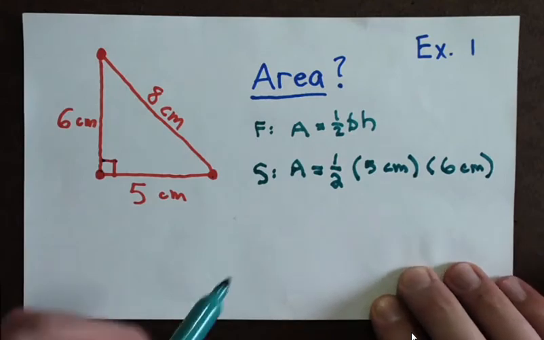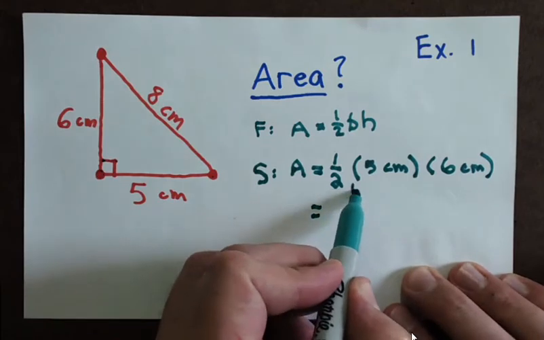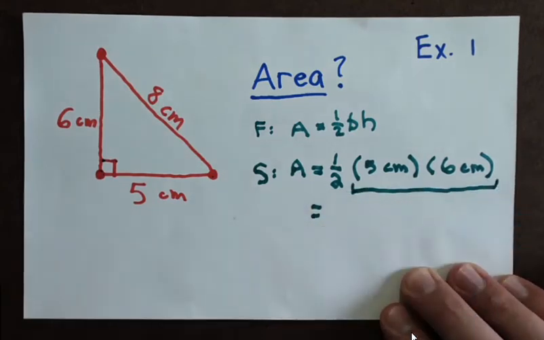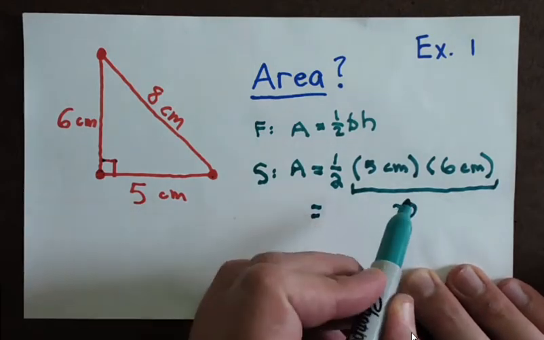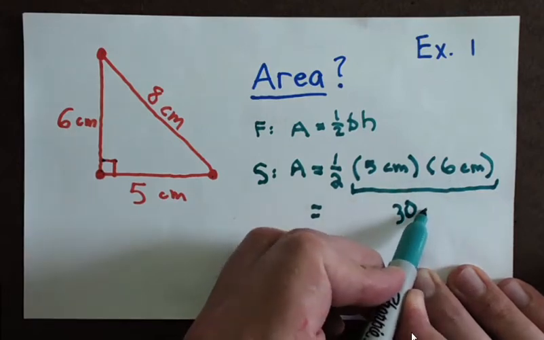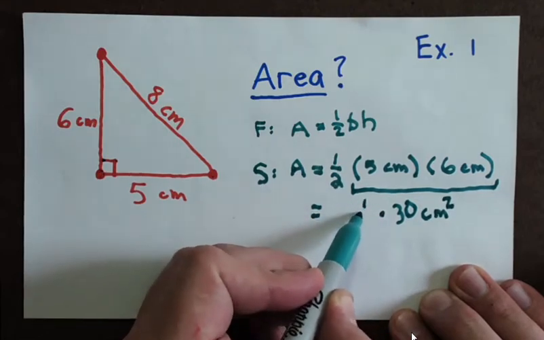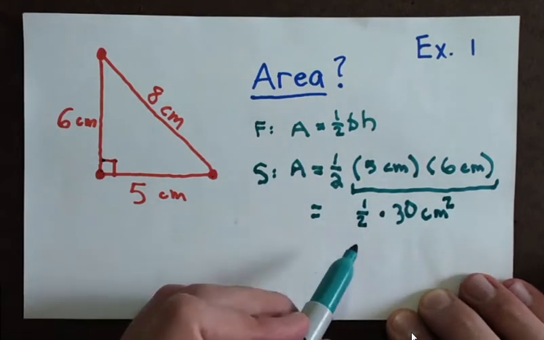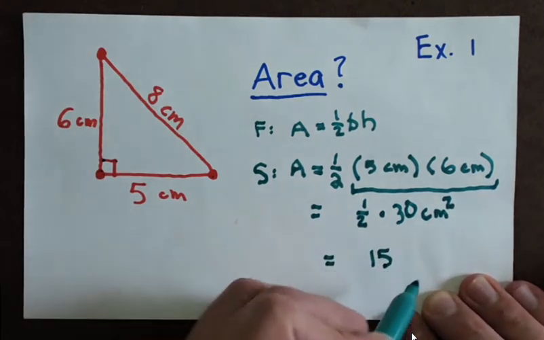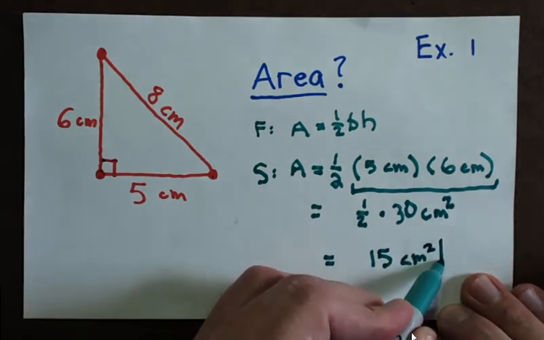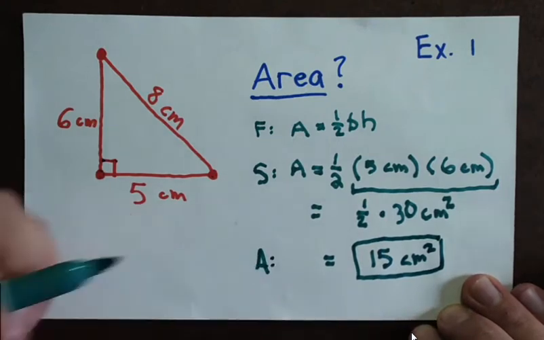Okay, now we're going to solve. So I'm going to do this operation first. Alright, 5 centimeters times 6 centimeters is 30. And because you're multiplying centimeters times centimeters, it's going to be 30 centimeters squared. Times, and I have to bring down that 1/2. Alright, and 1/2 of 30 centimeters is equal to 15 centimeters squared. And that is the surface area of that triangle. And that's our A, FSA. That's our answer.